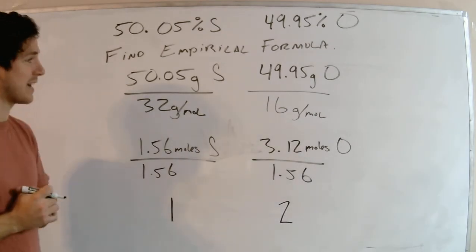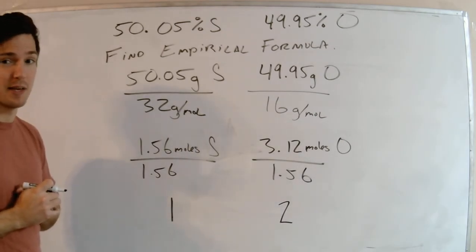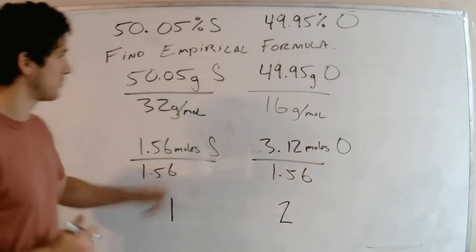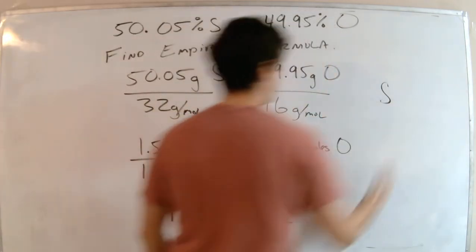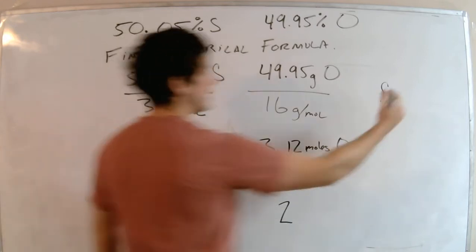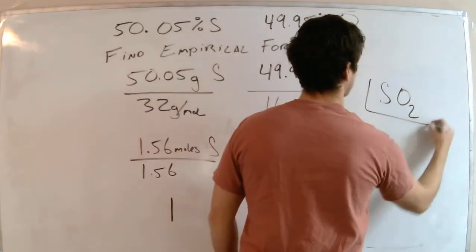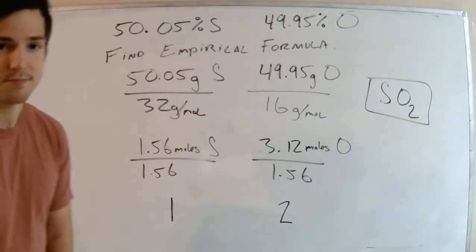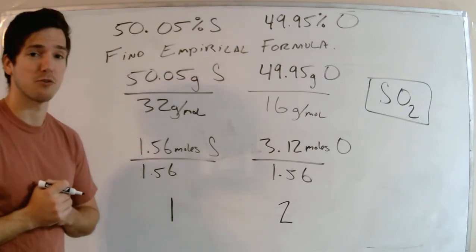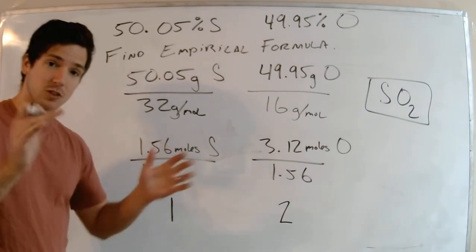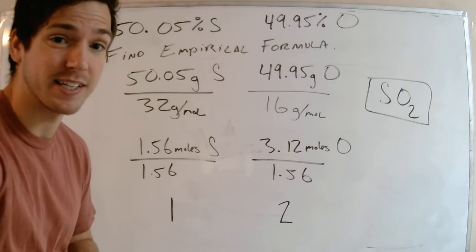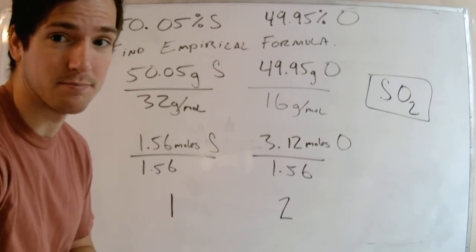And now I could go ahead and come up with my empirical formula. This tells me I have 1 S in my empirical formula and 2 oxygens. That is my empirical formula. Alright, so let's go ahead and now talk about how we find the molecular formula.